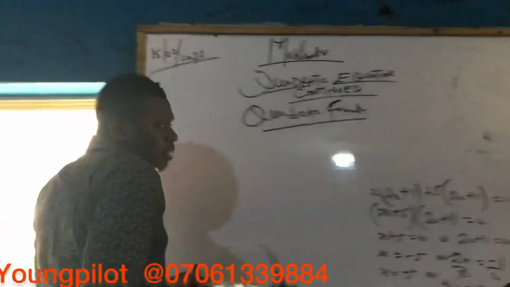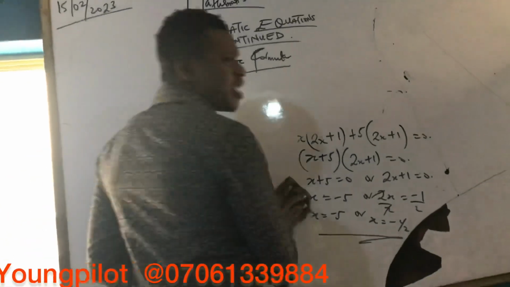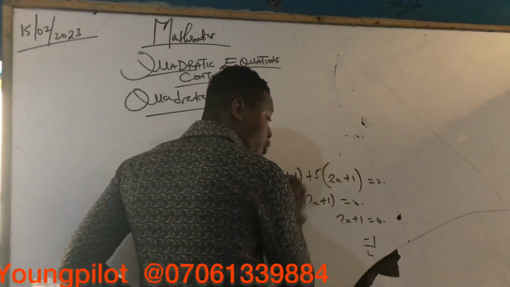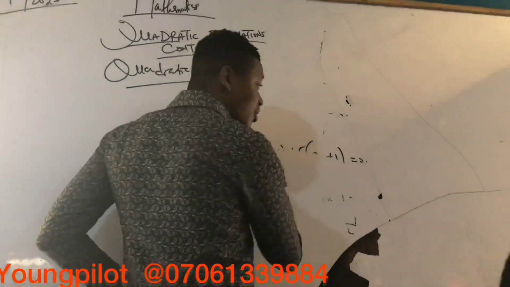That is how to learn. You can be challenged. How did you get it? What's the concept? 7 times 5, 35. 7 plus 5, 12. So if you cross over plus, you become minus. Very easy.